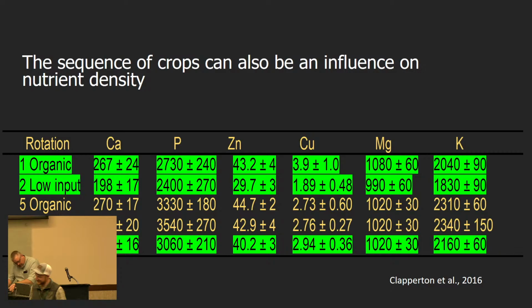In 5 and 6, I added a forage in the middle. So I did a cover crop. And all of a sudden, my nutrients went off the chart in my wheat. And I was like, well, I wonder what happened there. And then we started to understand.